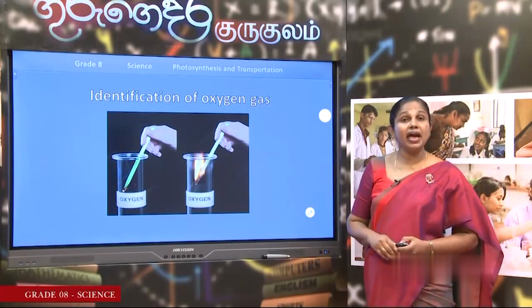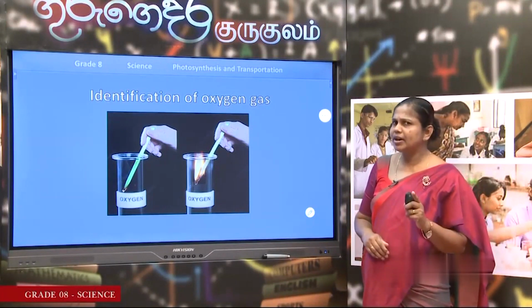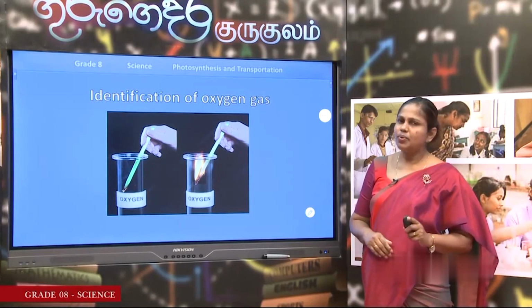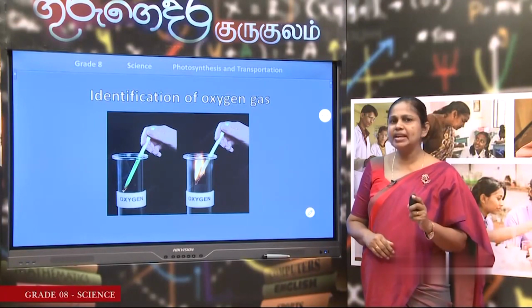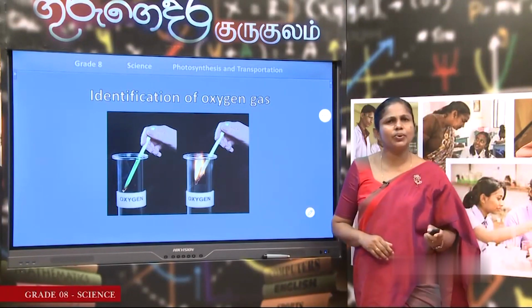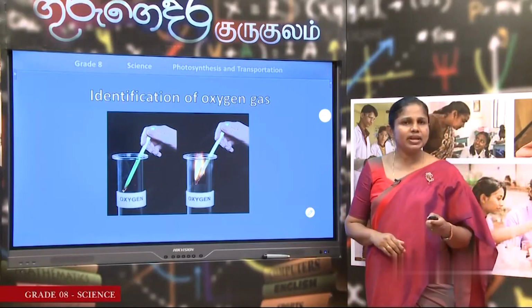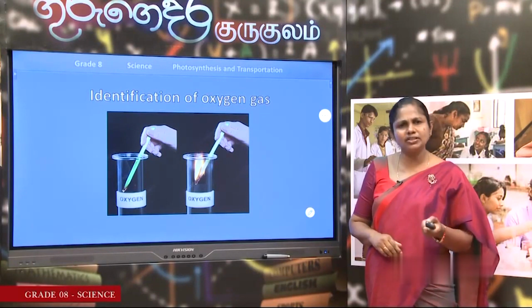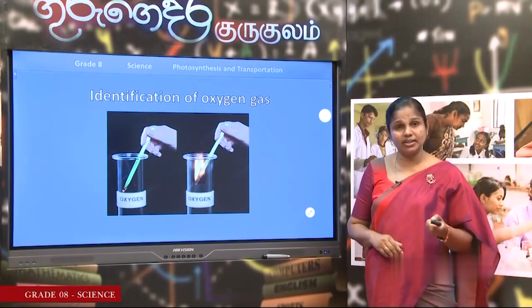This is the activity we can do to confirm that the collected gas is oxygen. What we have to do? You must take a splinter. Normally in our school lab, when we are conducting this activity, we take a piece of ekel or a piece of joystick. You know joystick? A piece of ekel or a joystick.